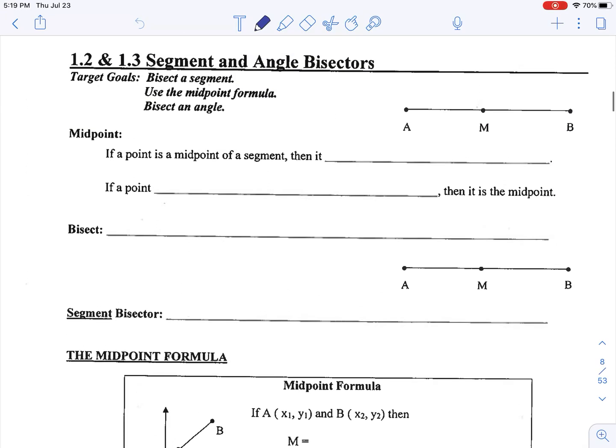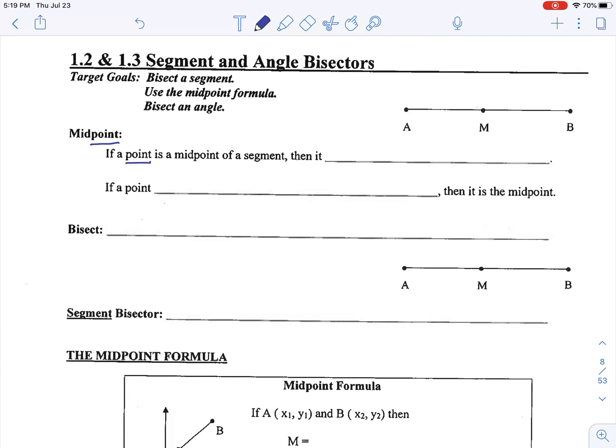We'll be discussing segment bisectors as well as the midpoint formula in this video. The word midpoint has point in it. So by definition, it's a point on a segment that divides the segment into two congruent parts.